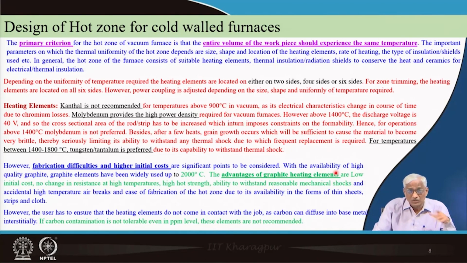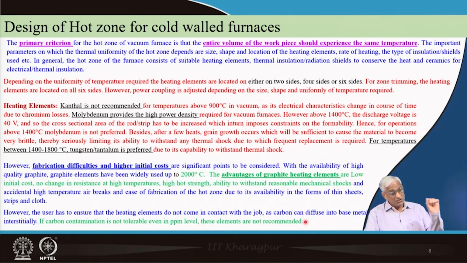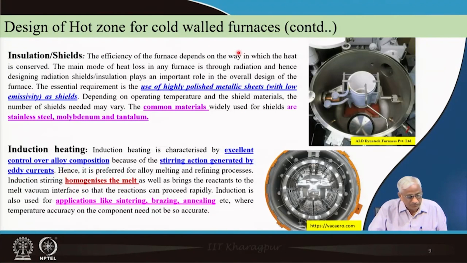Graphite is the ultimate, which can stand 2200, but graphite should not always be used, because it can contaminate, as carbon contamination is not allowed in certain alloys. You have to take care of all that. And the diffusion of the carbon is also very important. If you can take care of that, accordingly you choose the heating elements.